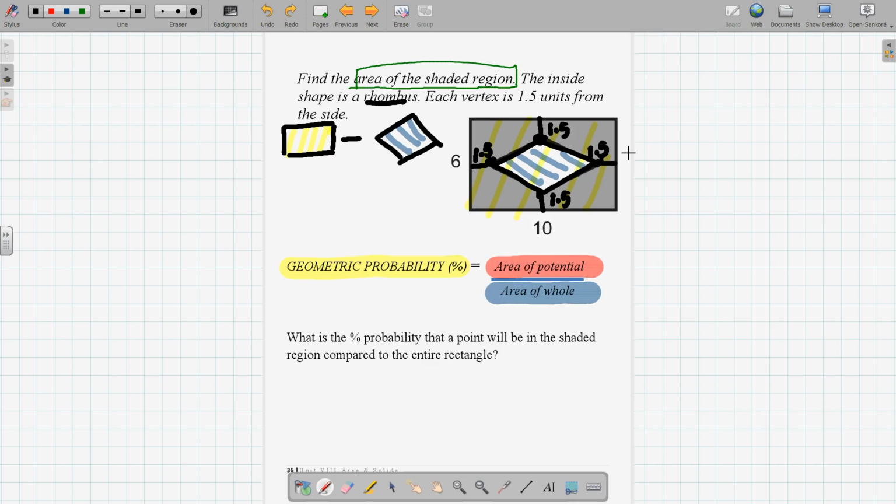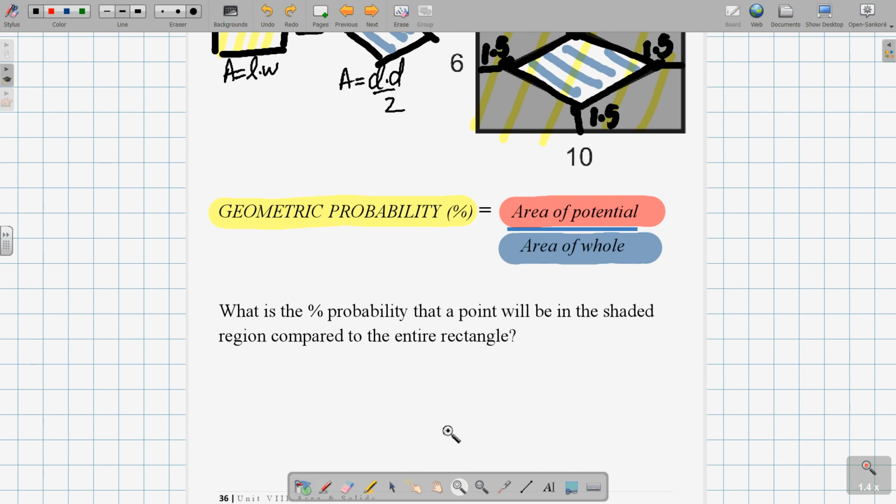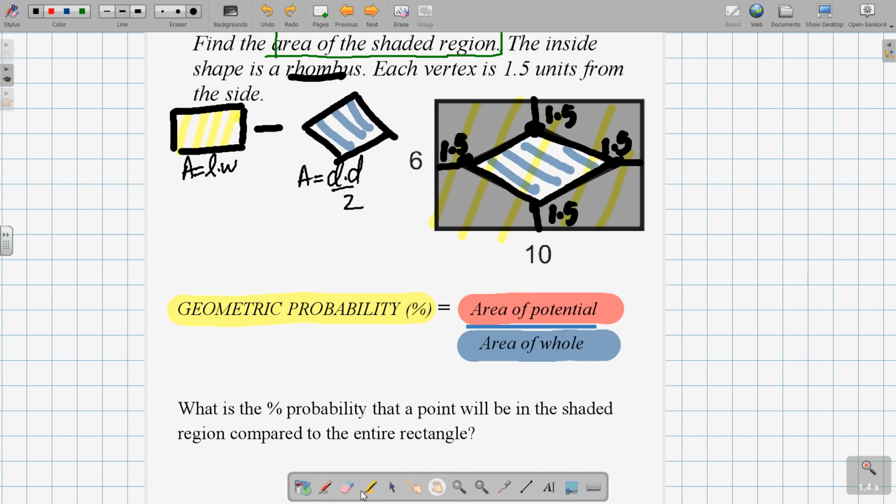Let's write our area equations. Area of the rectangle, length times width. Area of the rhombus, diagonal times diagonal over 2. The rectangle here is easy. Length times width. Physically trace it with me. It's going to be obviously 10 times 6, which is 60. Check for units. We don't have any units squared.